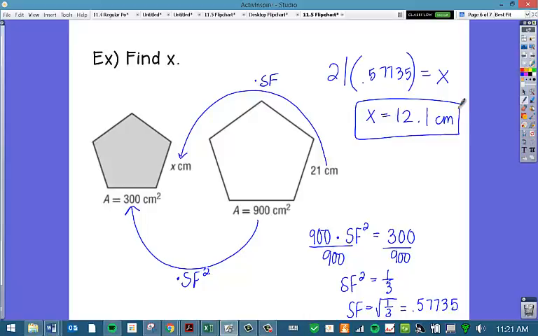So notice my area went from 900 to 300. It got smaller. So that means that my side is also going to get smaller. So had I gotten an answer for x that was larger than 21, that would have been a red flag.